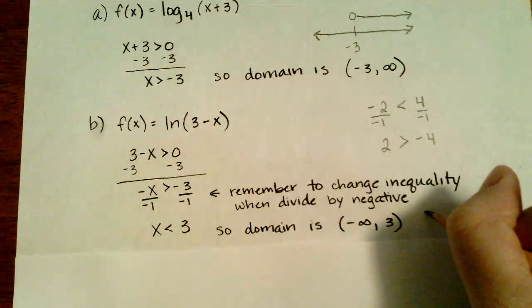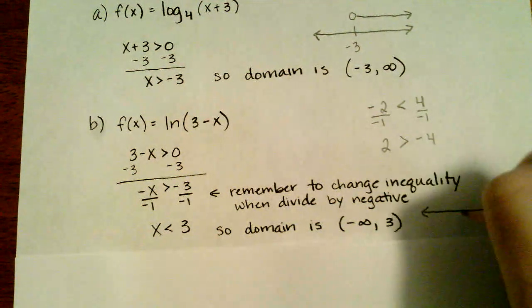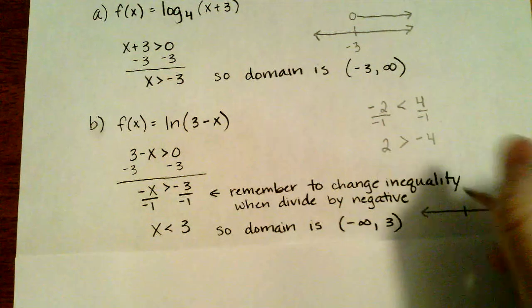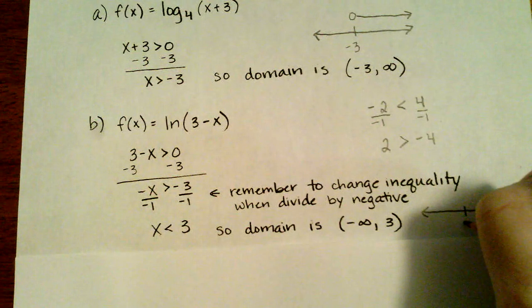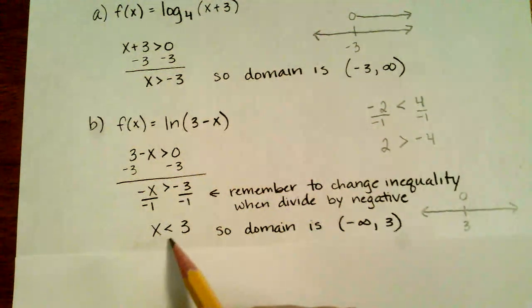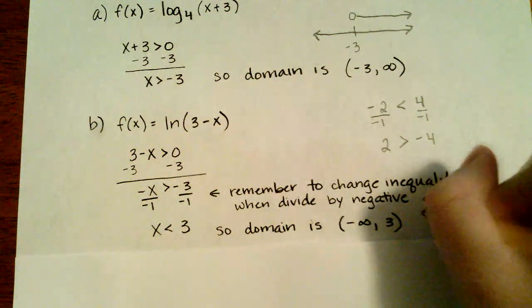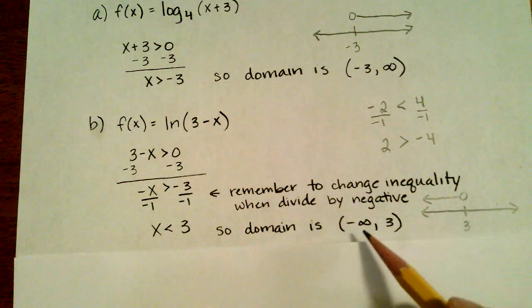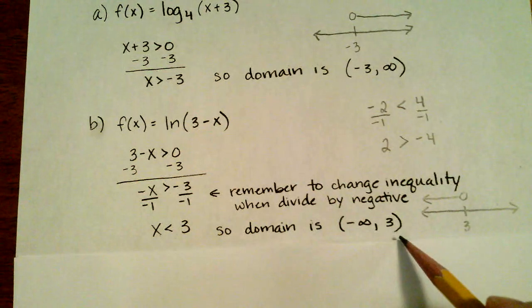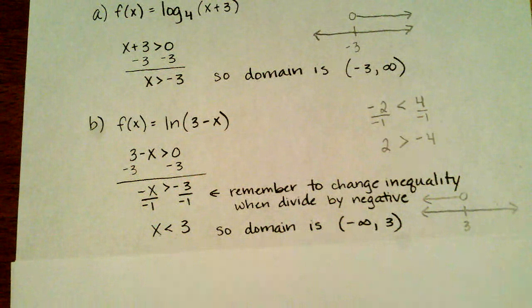Again, if you are not ready to go right to your interval notation, you're thinking about this inequality. So 3 is my key number. I have an open circle there, and I'm looking for all numbers less than 3. Okay, and that will correspond to the interval negative infinity to 3. Okay, let's go to our next one.